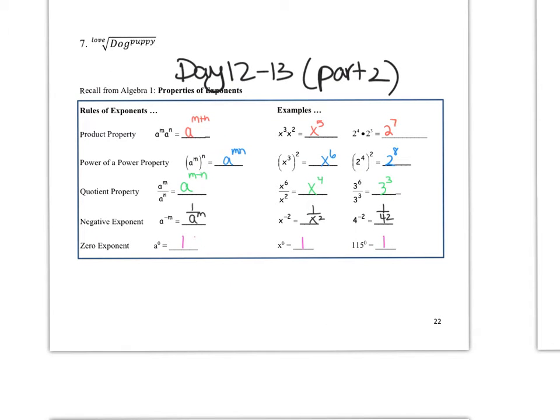First one is product property, which is in red. Anytime you're multiplying like bases, you add your exponent. So when you look at your example, you're doing 3 plus 2 to get x to the 5th, or you're doing 4 plus 3 to get 2 to the 7th.